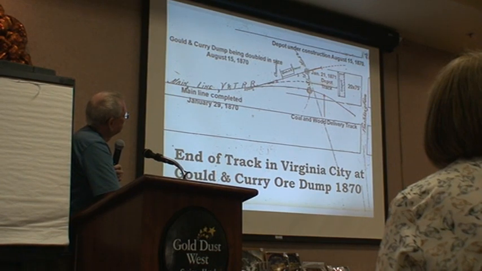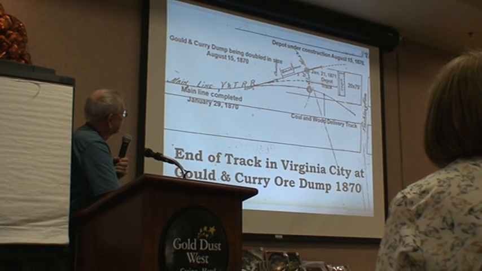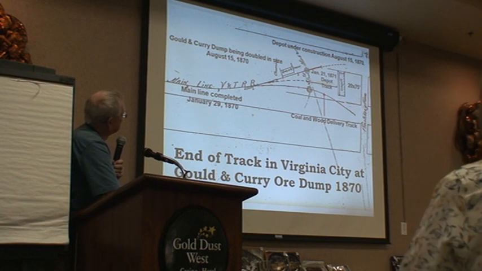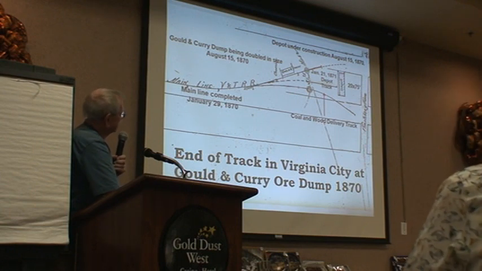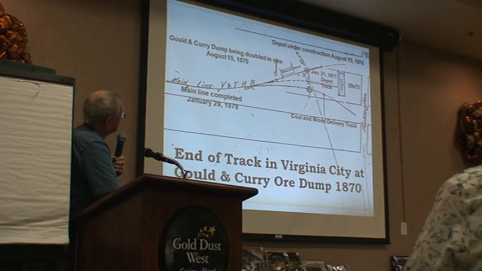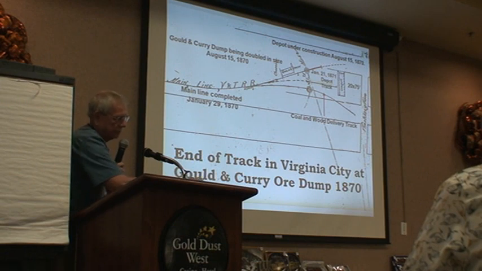There must have been a platform in here for the passengers to get on and off the train. Here's where the Golden Curry ore dump was. By the same time, August 15th, they were doubling in size because they were sending out a lot of ore. I think that this track was probably original as well because they delivered a lot of wood to this location that was later transferred to the mines by wagon.